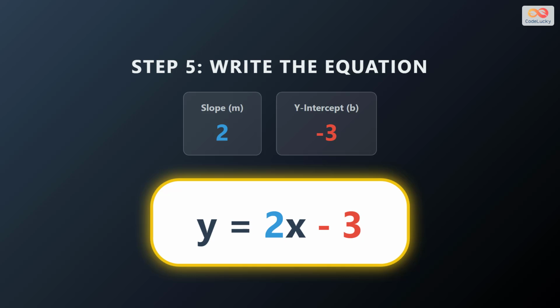Step 5 is to write the final equation. We found that our slope, m, is 2, and our y-intercept, b, is negative 3. We put these back into the slope-intercept form. The final answer is y equals 2x minus 3.